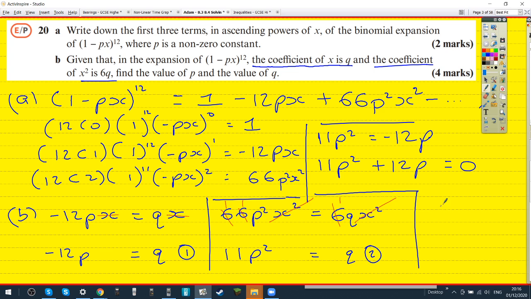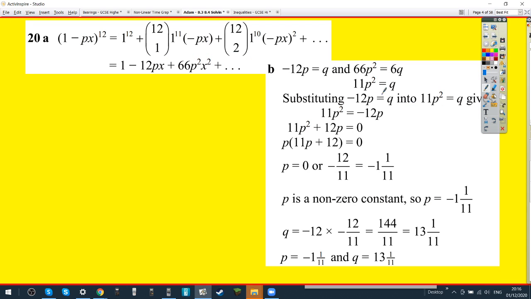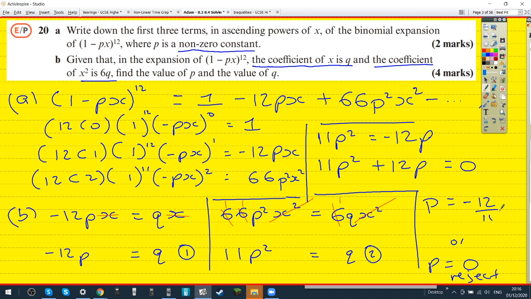So I got x1 is minus 12 over 11 and x2 is 0. So we would have lost a 0 answer. P equals 0, but something tells me it's a non-zero constant. And so what is our answer? P equals minus 12 over 11. Now we need to get Q.